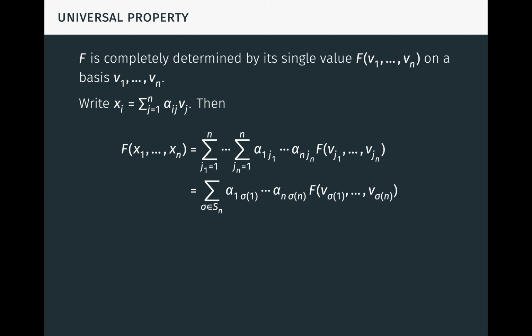Here Sn denotes the set of permutations of 1 to n. Again, since f is alternating, we know how f behaves under permutations of its inputs, and this summation becomes this. We're left with a scalar, which is the big ugly summation in parentheses, times the single vector f of v1 to vn. Since the scalar only depends upon the inputs x1 to xn, this shows that f depends only on the single value f of v1 to vn.